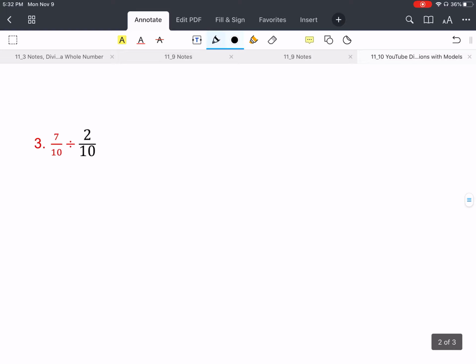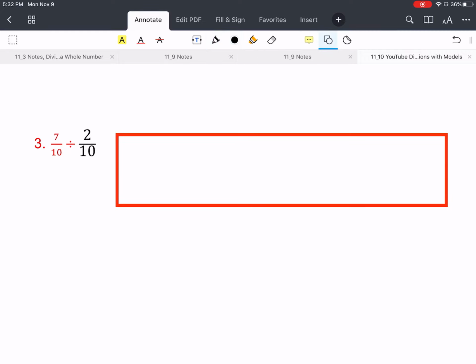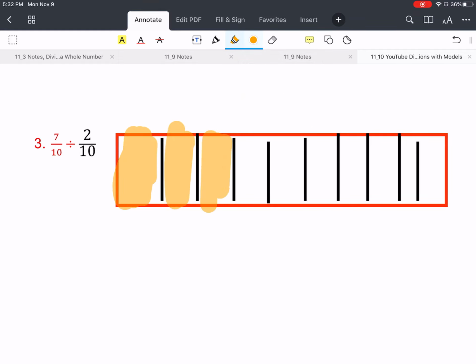All right, dealing with tenths again. This one is going to be a little different. So we're going to make tenths again. 3, 4, 5, 6, 7, 8, 9, 10. This time it's 7/10 divided by 2/10. 5, 6, 7. So for this, each section of 2 represents 1 2/10.